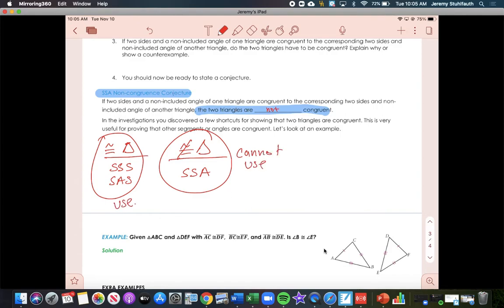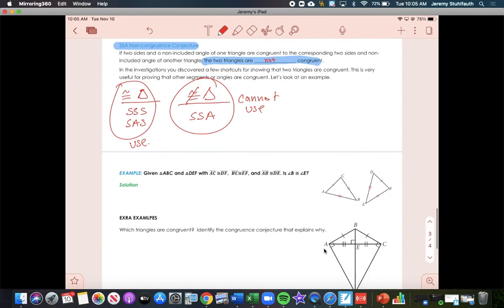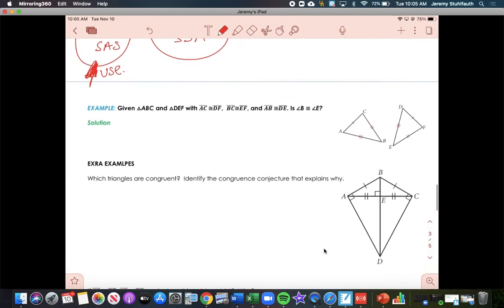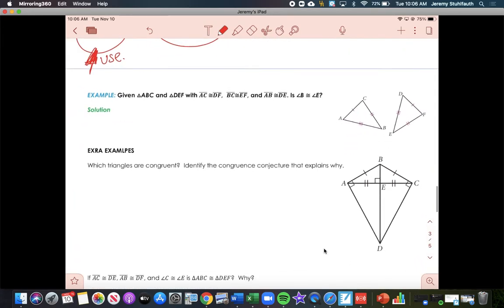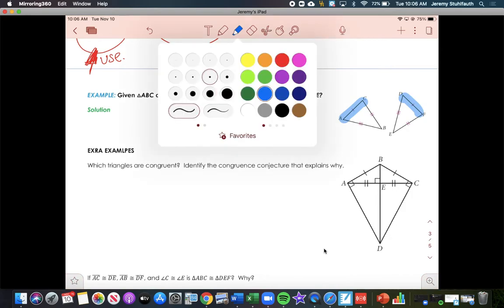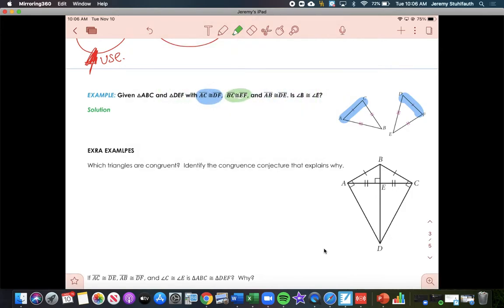All right. So let's look at a few examples of how we can use these two congruent shortcuts to figure out if triangles are congruent. So if we look at triangle ABC and triangle DEF, and again, when I'm doing my homework, I like to use a highlighter, it says AC is congruent to DF. And then it says BC is congruent to EF. So you see 2 and 2, 1 and 1. And then finally it says AB is congruent to DE.